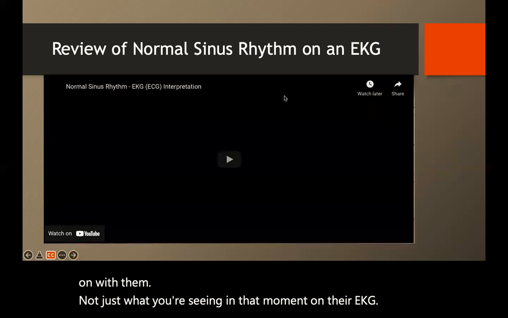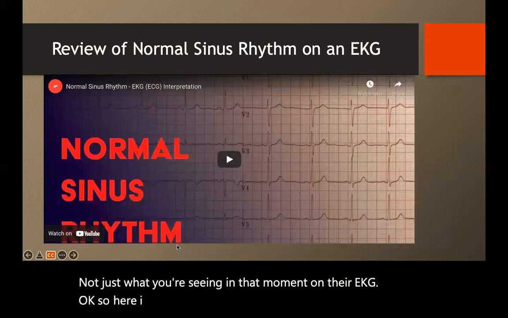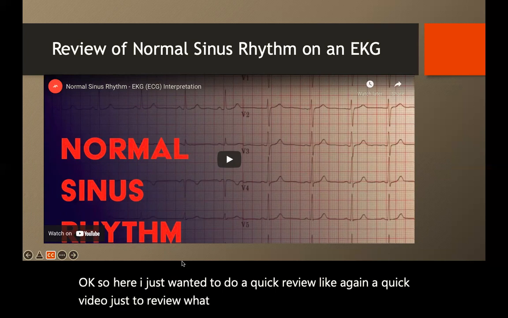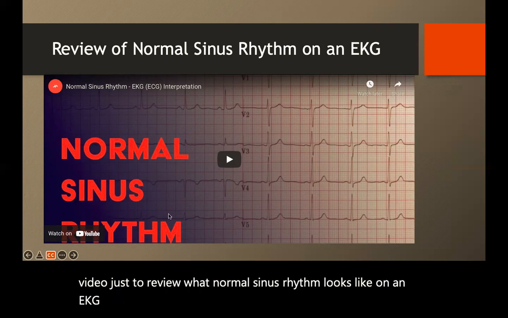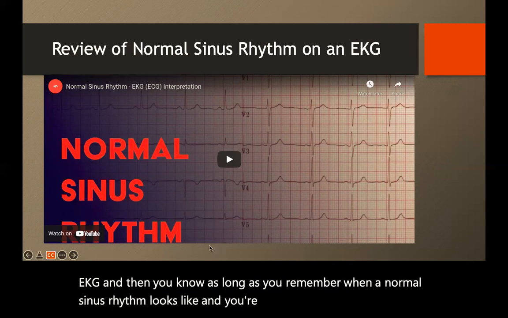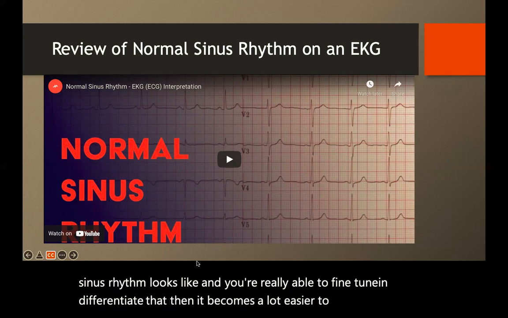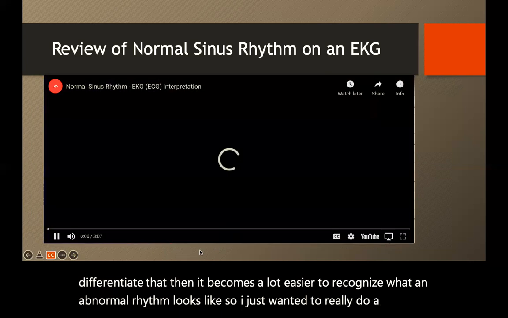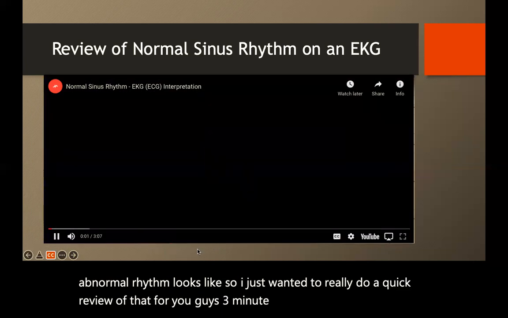Okay, so here I just wanted to do a quick review, a quick video, to review what normal sinus rhythm looks like on an EKG. As long as you remember what a normal sinus rhythm looks like and you're really able to fine tune and differentiate that, then it becomes a lot easier to recognize what an abnormal rhythm looks like. So I just wanted to do a quick review of that for you guys, a 3-minute video, just a really quick visual.